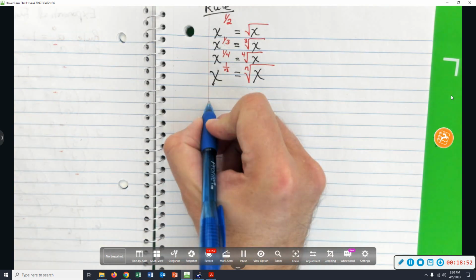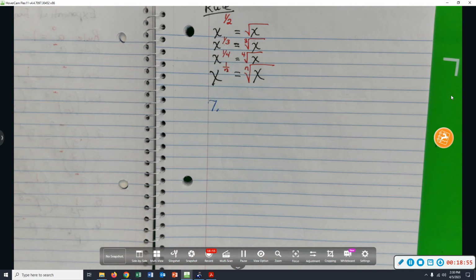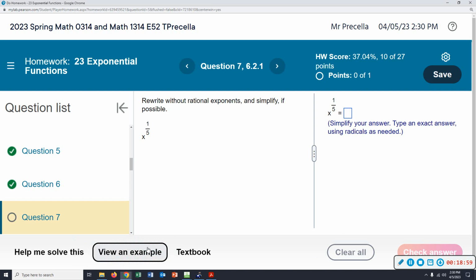Problem number 7, which I pulled up a moment ago and started to do, says, rewrite without rational exponents. Remember, in algebra, rational is just another word for fractional. So we're going to rewrite this without a fractional exponent. Then it says simplify if possible. There's not much you can do to simplify. Let me write this down. This is x to the 1 over 5 power.